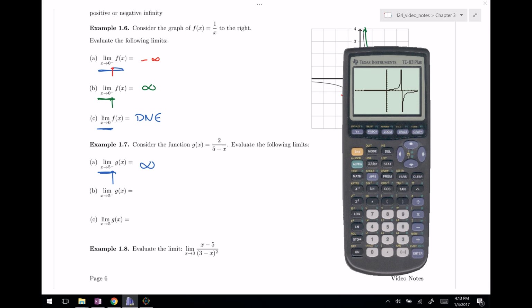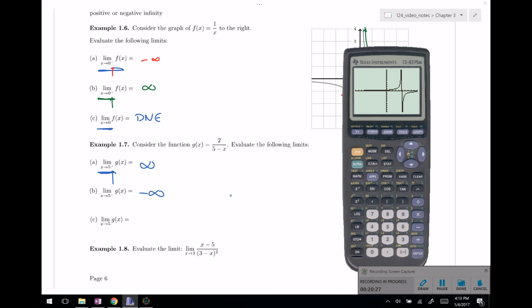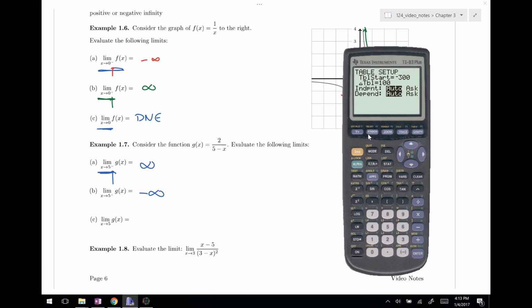It seems to be getting closer to negative infinity. Let's see if we can verify this using our table. So I'm going to go ahead and use the table here. I'm going to do a table set. I'm very interested in what's happening at 5, and I want to have small values here, so 0.001 maybe. Let's go ahead and look at our table.